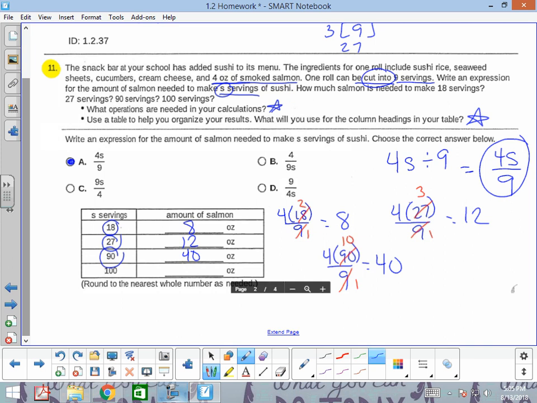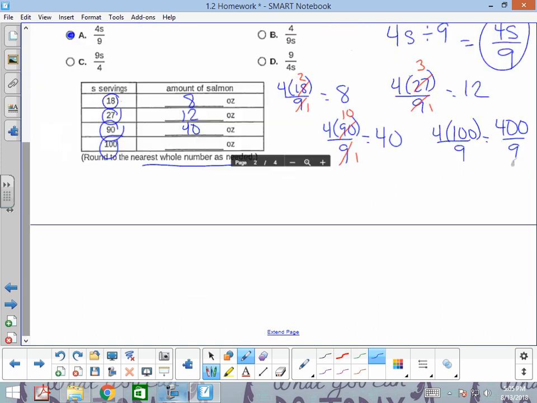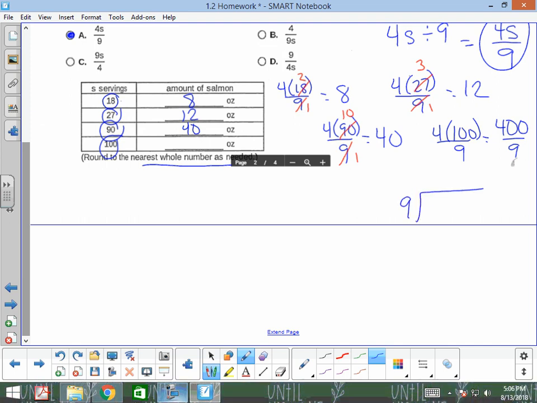And then the last one, 100. 4 times 100 divided by 9. Now this time, I can't divide by 9. Nothing reduces. I'm going to multiply 4 times 100, which is 400, and then divide by 9. Now it says round to the nearest whole number as needed. So far we haven't had to round because everything divided evenly. But this one is not. So we're going to divide 9 into 400. 400 is on top, so it goes inside, and 9 is on bottom, so it goes outside.